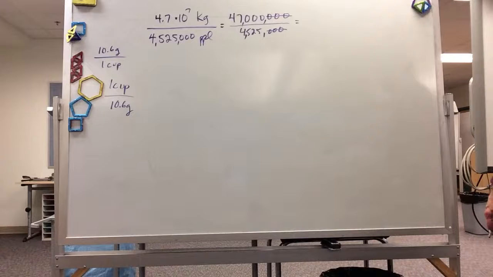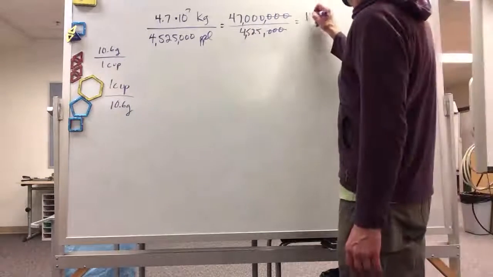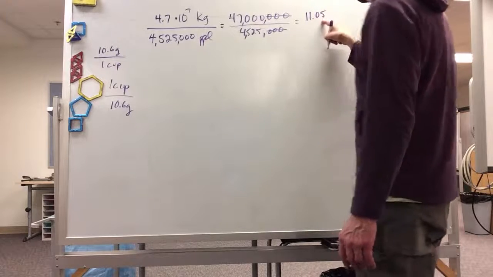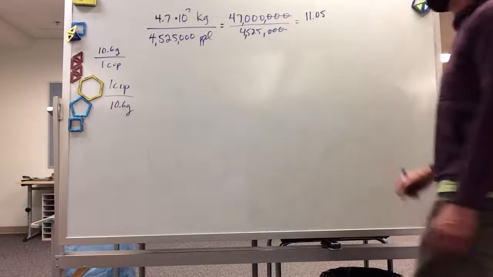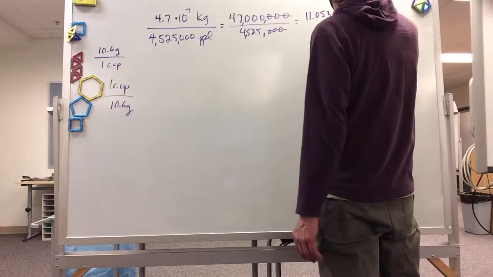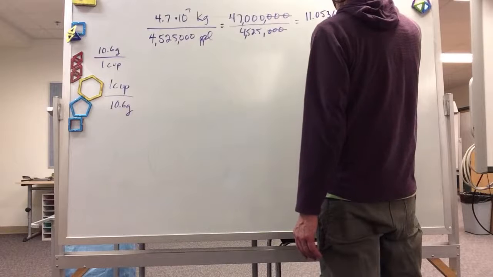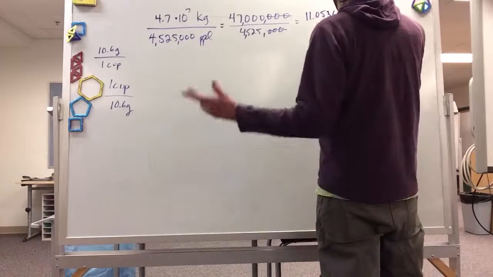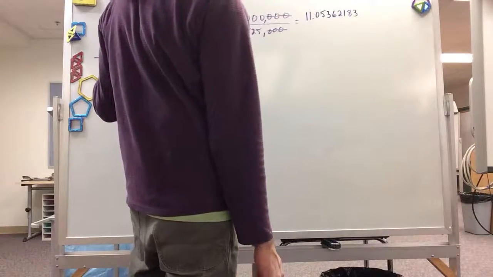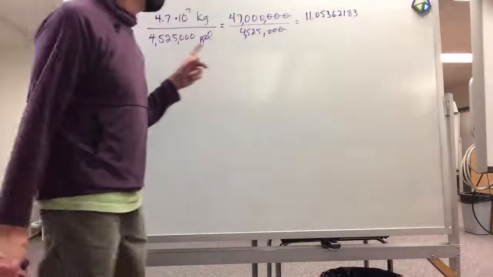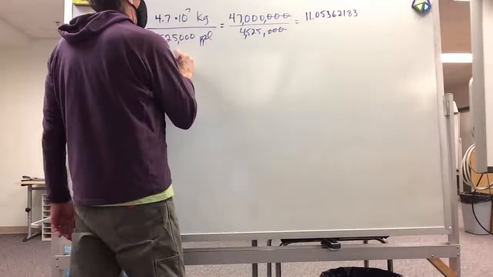It's like 10 point something. What is it? What do you get? It's 11.05. Oh, 11.05. Is there any more? Or is that it? 0.05? No, there's more. What is the rest of it? 3, 6, 2, 1, 8, 3. And then we're out of place values, right? That's an ugly number. So you know what I would do? I would leave it like this.